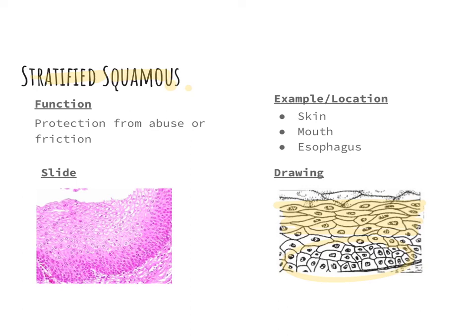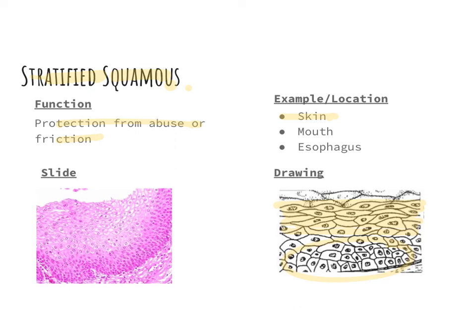So where are these located? The function of these is to protect from abuse or friction. Stratified squamous are great for places that have a lot of abuse or friction because they're very tough. All of those layers make that tissue a really tough tissue, very good to protect us. Also, those squamous cells are really easy to make, so we can replace them much easier than we can cuboidal or columnar cells. So an example of where this is, the skin, is stratified squamous.